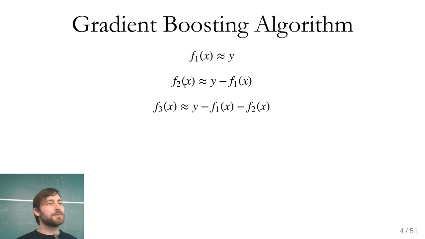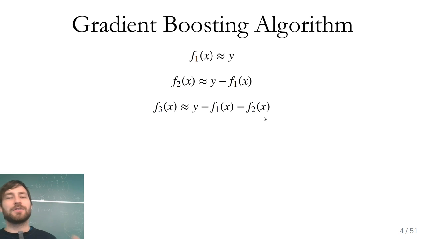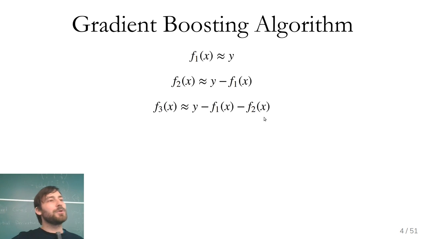Then you subtract f2 from this residual. So this now will be somewhat closer to 0 than y minus f1. So now f1 plus f2 is a better approximation of y. And so now you fit f3 to the residual of both f1 and f2, and you iterate. And if you do this long enough, the right-hand side will get closer and closer to 0, so your functions together will approximate y more and more closely.